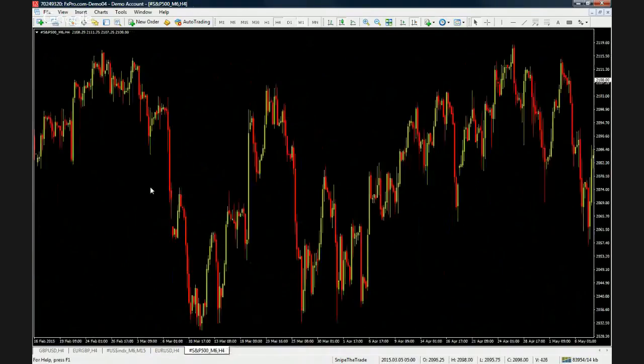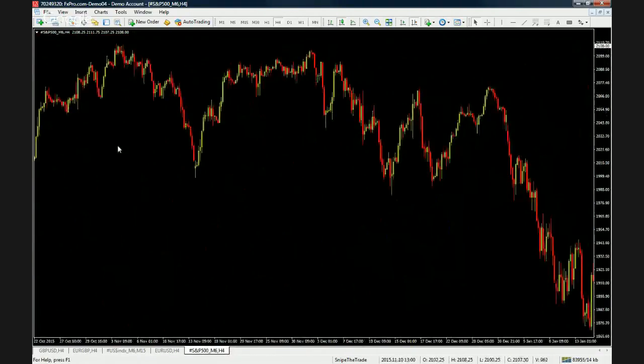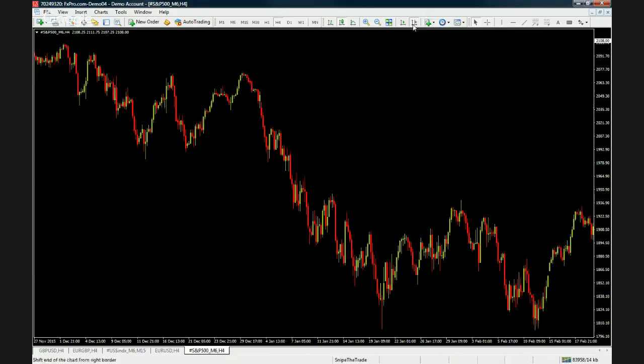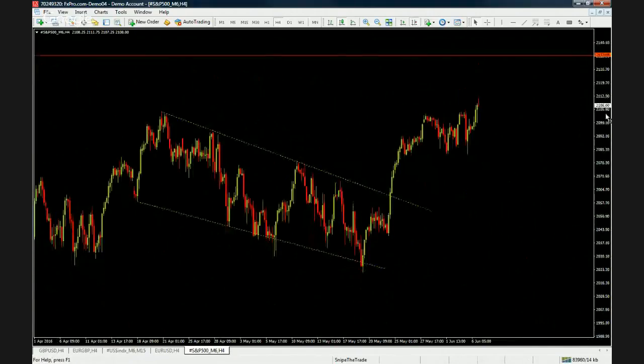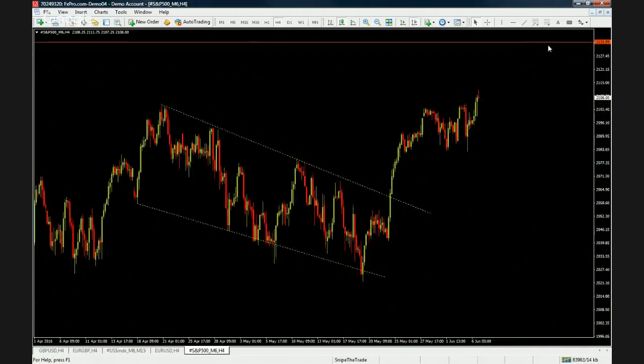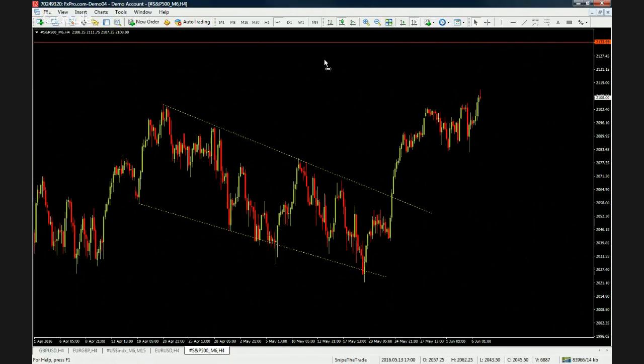And if we go back to the 4-hour chart, you can see that we are very close to those zones, to the 2130, which are all-time highs. And what we need right now is just maybe a test.